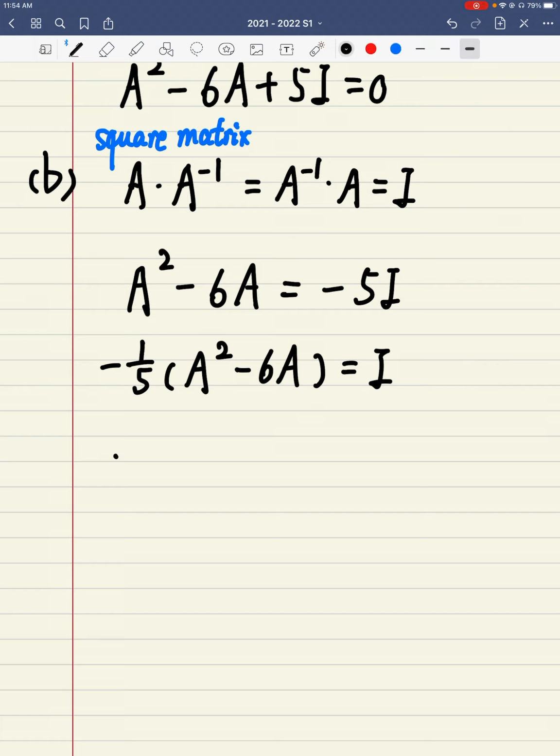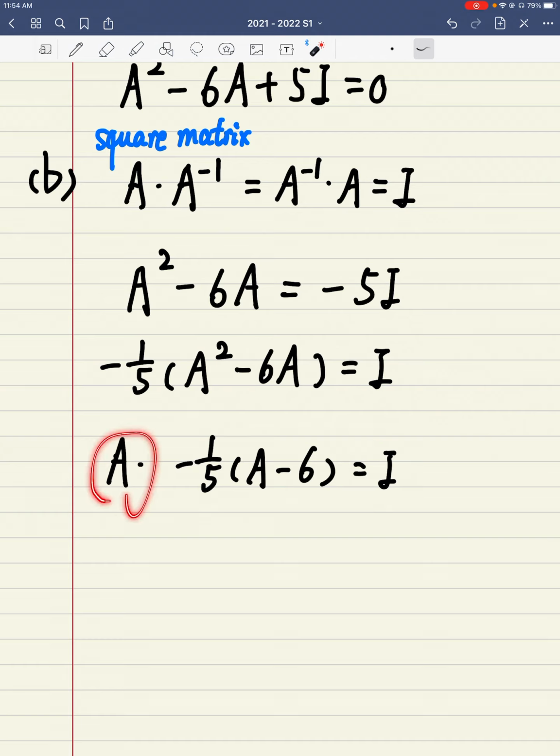Here's a mistake we usually make. We just write A times negative 1 over 5 times (A minus 6). Okay, this looks correct, is equal to I, because we just put A in front and then write down the rest of it.